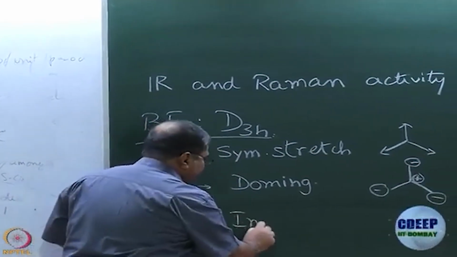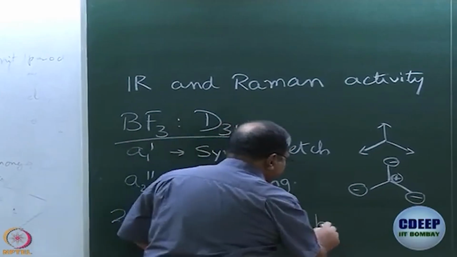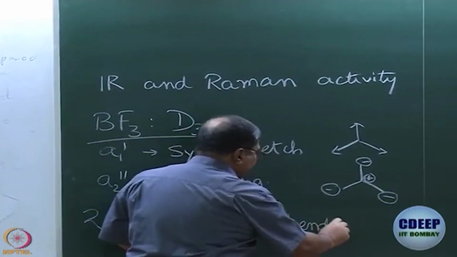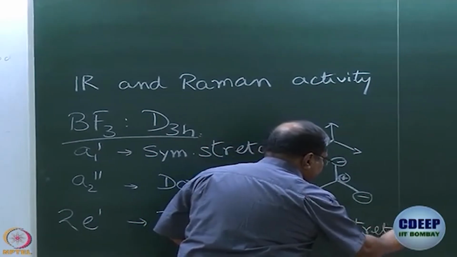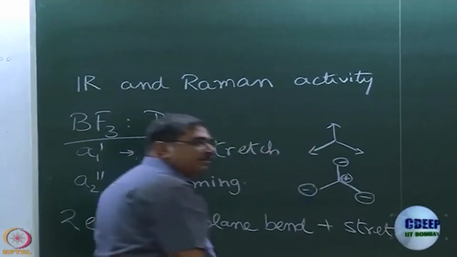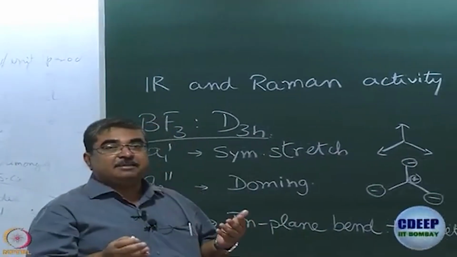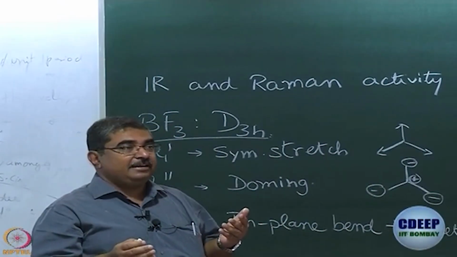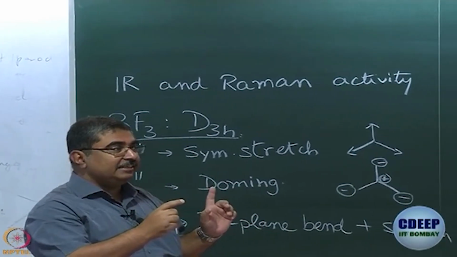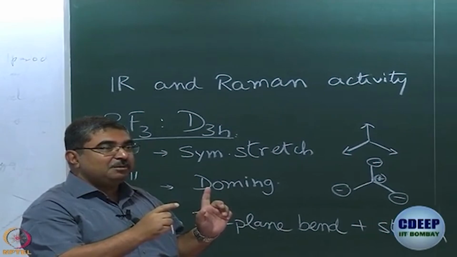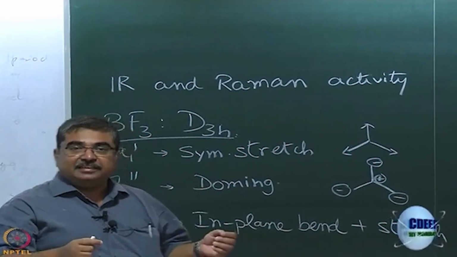And what are they made up of? In plane bend plus stretch. In plane, okay, that is very important to remember, in plane. And when we talk about doming motion, do the bond lengths change? Do the bond lengths change in doming motion? Actually, they don't. There is no component of stretch there, right?